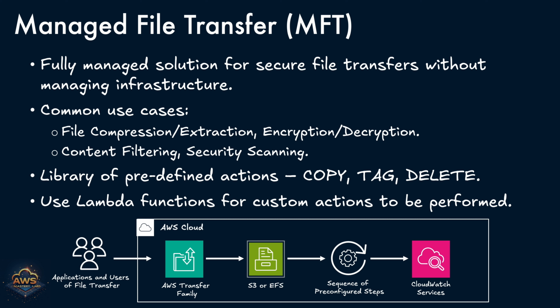To accelerate setup, AWS provides a library of predefined actions that you can use in your workflows. These include operations like copy, tag, or delete, which can be automatically triggered as soon as a file lands in your S3 bucket. And for more customized needs, you can invoke AWS Lambda functions directly as part of your transfer process. This gives you the power to define custom business logic, such as notifying users on file arrival, validating file contents, or triggering downstream processing pipelines without ever leaving the cloud-native ecosystem.